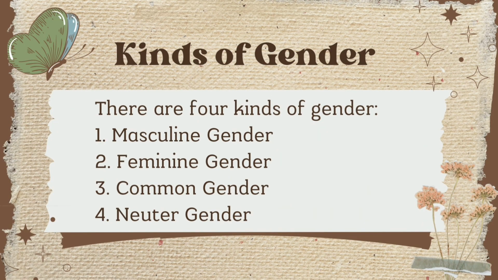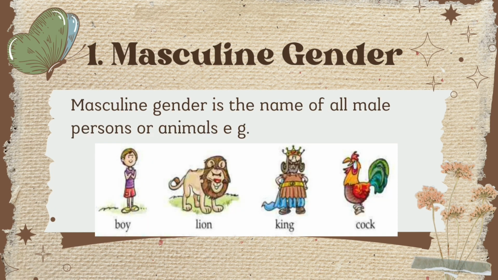Number 1, masculine gender. Number 2, feminine gender. Number 3, common gender. Number 4, neuter gender. Number 1, masculine gender. Masculine gender is the name of all male persons or animals. Example: boy, lion, king, cock.